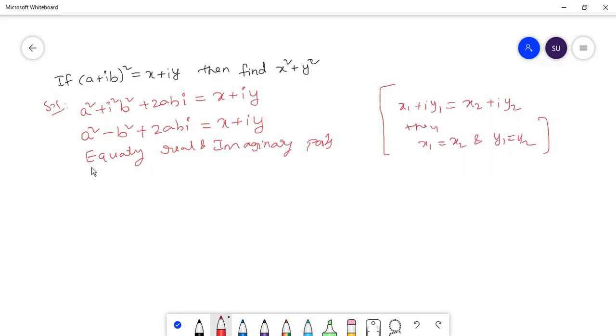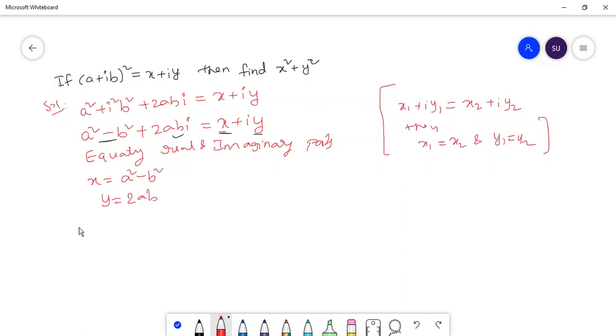what we will get: x is equal to, here a square minus b square is the real part, here real is x. So I can equate these two and then these two. So first I will write real parts, that is x is equal to a square minus b square, and imaginary part is y is equal to 2ab.